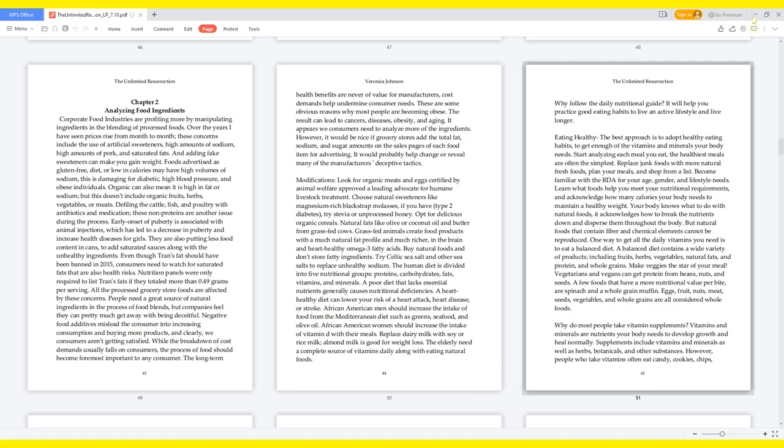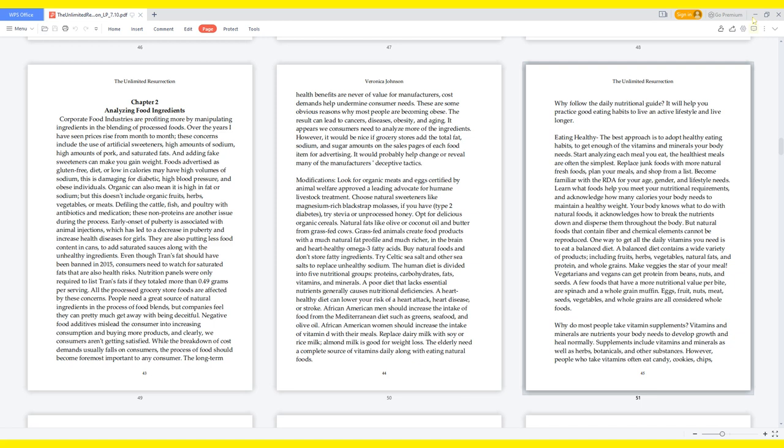It appears we consumers need to analyze more of the ingredients. However, it would be nice if grocery stores add the total fat, sodium, and sugar amounts on the sales pages of each food item for advertising. It would probably help change or reveal many of the manufacturer's deceptive tactics.